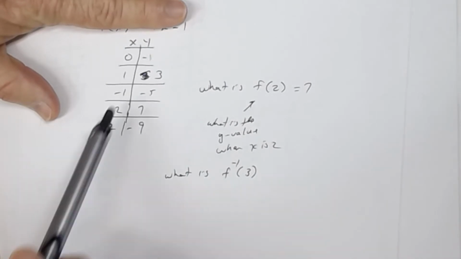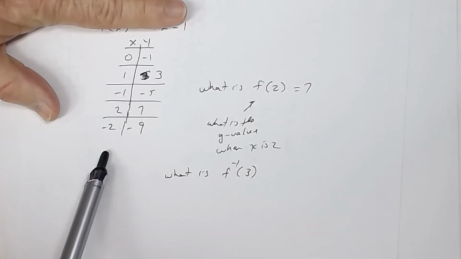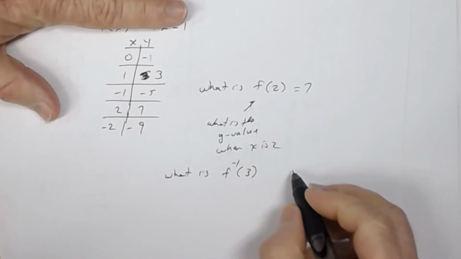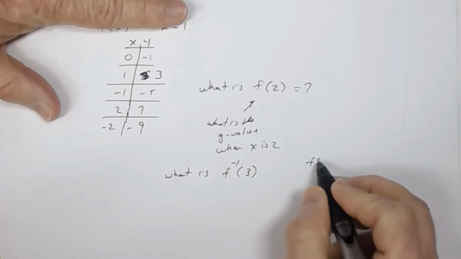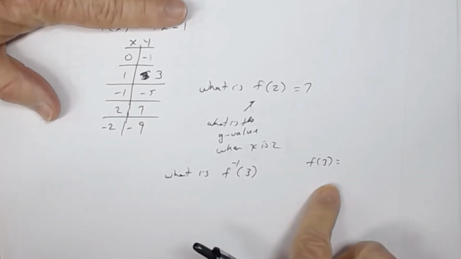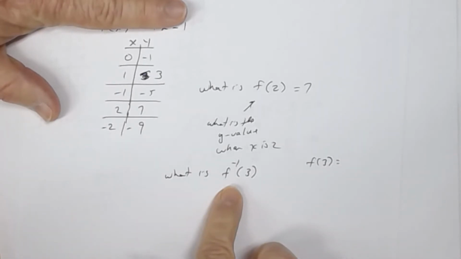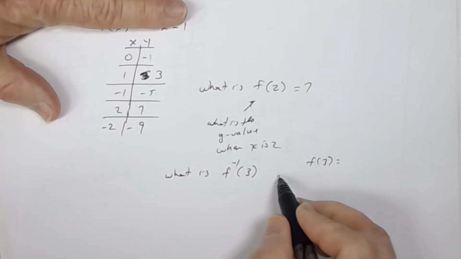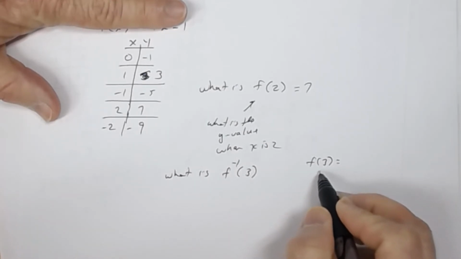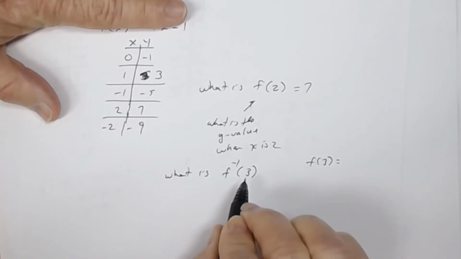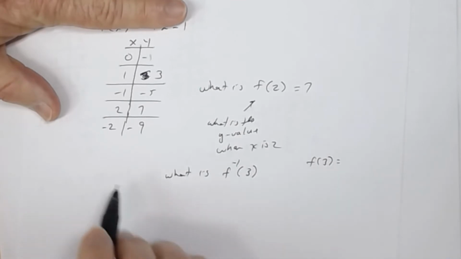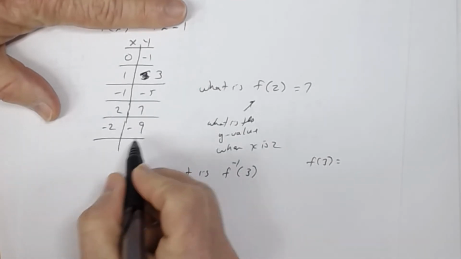Oh, well, you may say, I don't see a 3 here in the x column. Well, you don't, because I'm not asking what f of 3 is. I'm asking what f inverse of 3 is. So I'm not asking what f of 3 is. I'm asking what f inverse of 3 is. Now, if I wanted to, I can find f of 3.